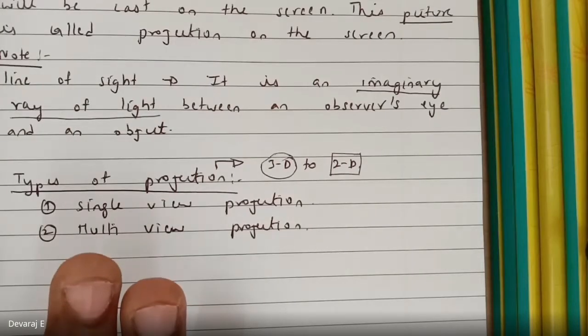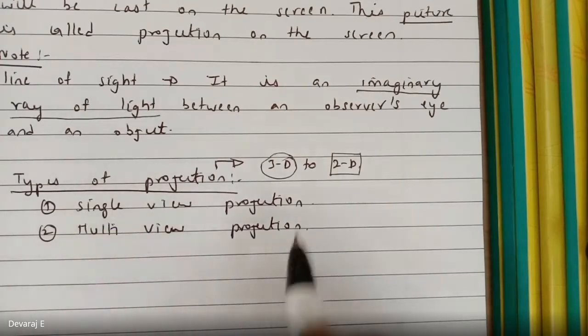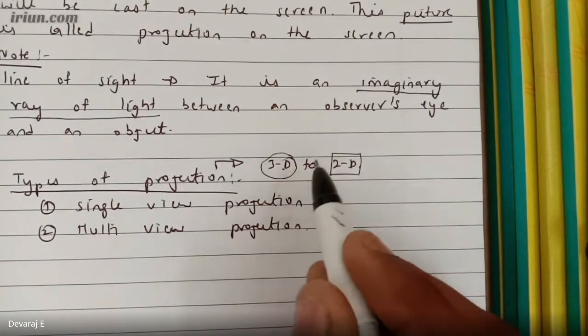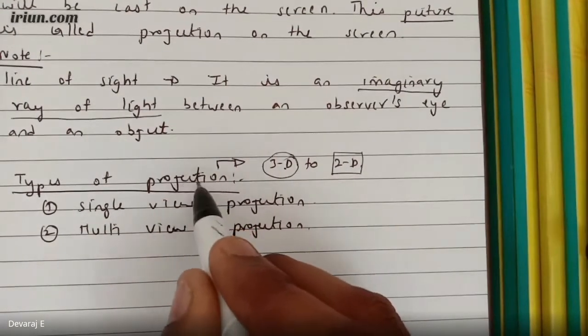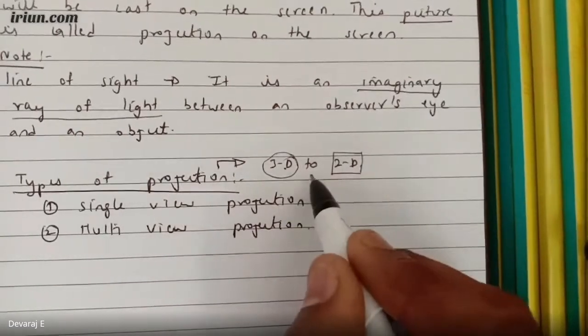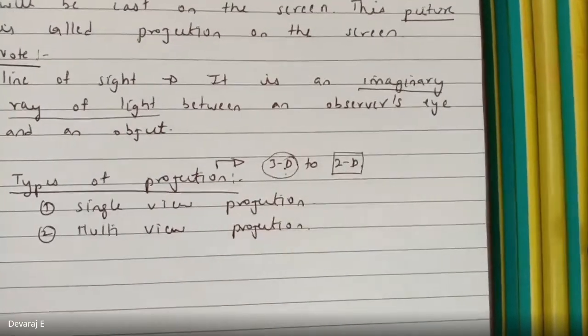Yes, sir. So that is the main aim. We will be having 3D objects, and by using the projection system, projection type, we will convert the 3D into 2D. So that is the main purpose.